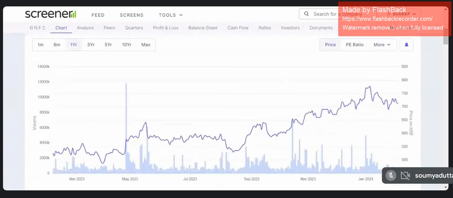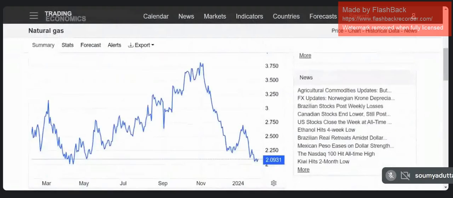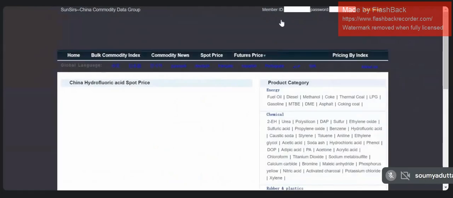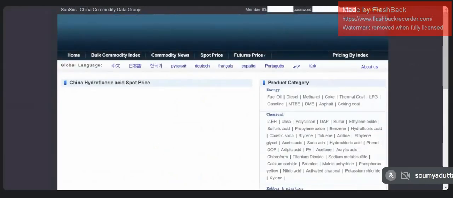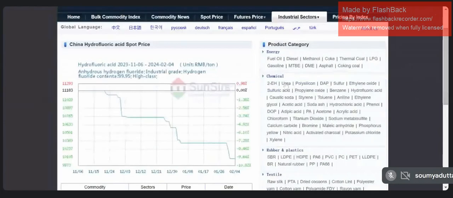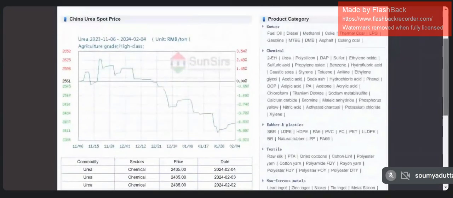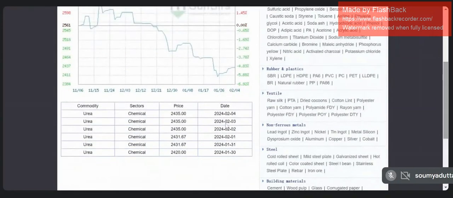Also, you can track the fertilizer prices through Sunsource. Yeah, so there is urea available here. See, urea prices: in the last 3 months, the urea price has only been going down. During the war, the prices reached some 3,200 or something. Currently, it is at 2,400. So there was a crash of some 50%.